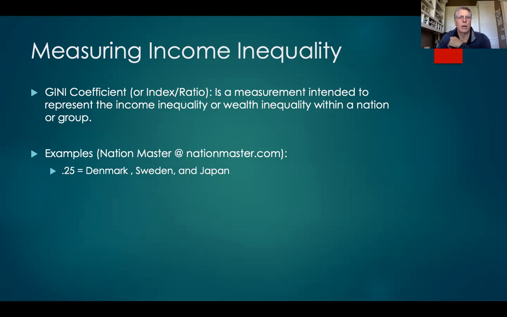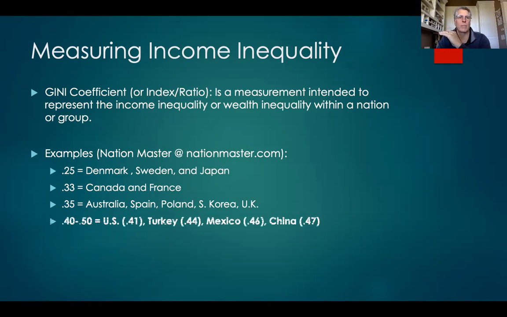But Denmark, Sweden, and Japan all sit at right about 0.25. Canada and France are at 0.33. Australia, Spain, Poland, South Korea, and the UK are at 0.35. So you can see with each level, there's a little bit more inequality. The US fits in the range of 0.40 to 0.50. The US is at 0.41, and Turkey's at 0.44. Our northern partners, Canada, are at 0.33. Our southern neighbors, Mexico, are at 0.46.